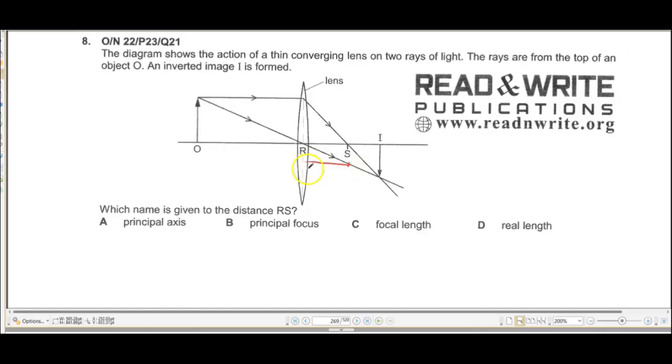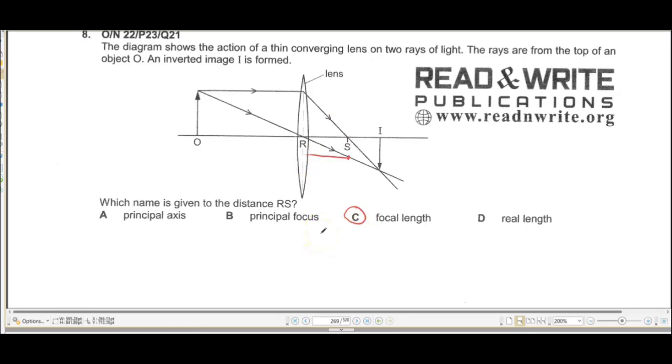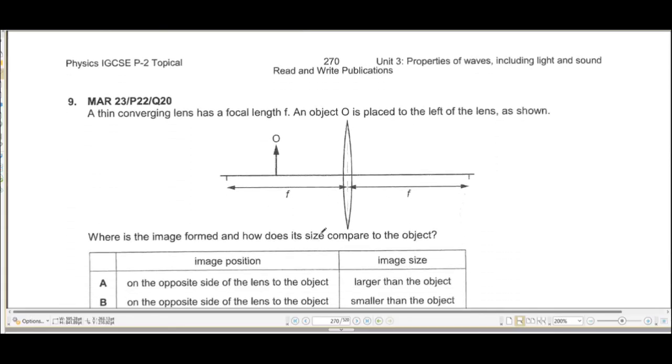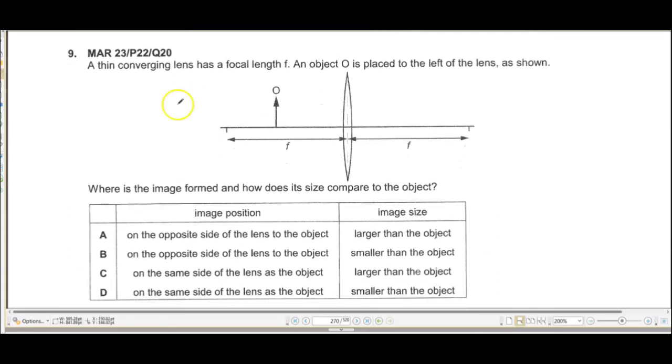So it is called focal length, basically. So C is going to be our correct option. Do remember these definitions so that you know how to solve these questions. Okay. Question number 9. A thin converging lens has a focal length f.